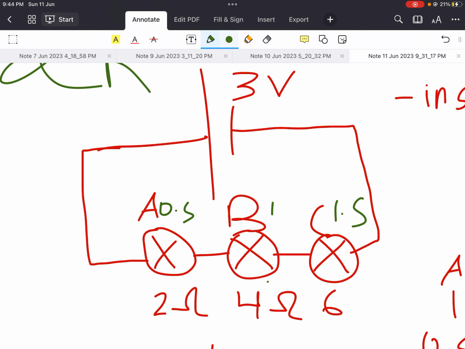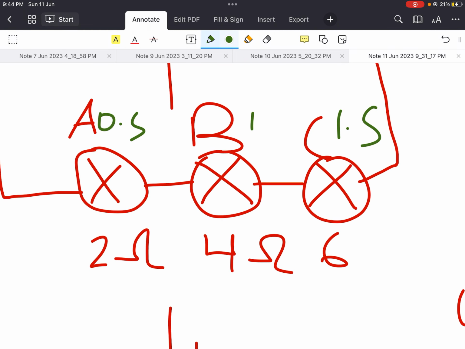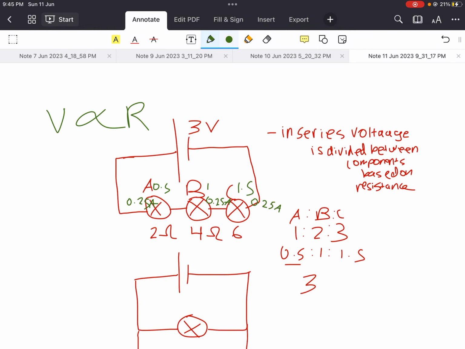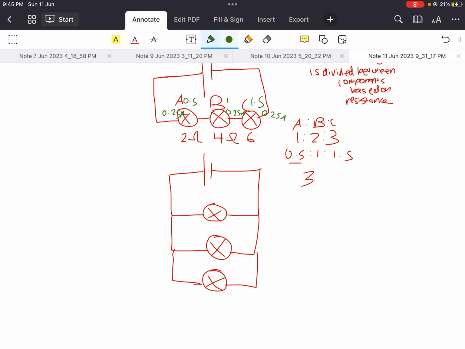Now another thing, just to prove to you that the current is the same everywhere: 0.5 divided by 2 is 0.25, then you have 1 divided by 4, which is also 0.25, and then you have 1.5 divided by 6, which is also 0.25. So as you can see, in a series circuit, the current is the same everywhere, and the voltage is divided based upon the resistance of the components in series. Okay, those are the 2 most important things you need to know.